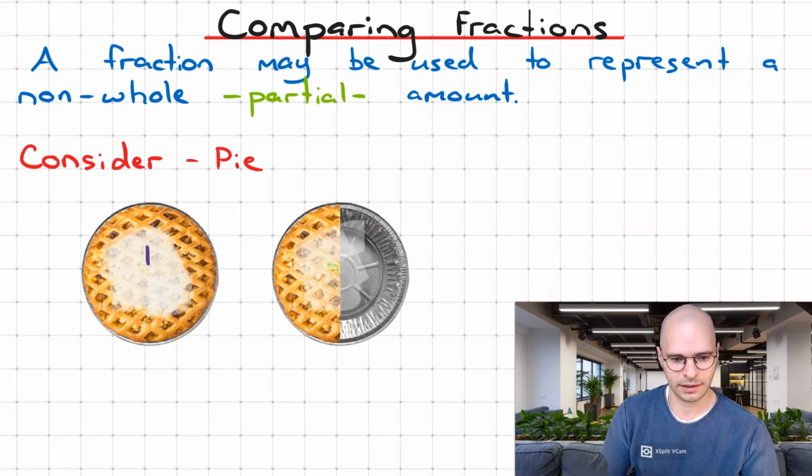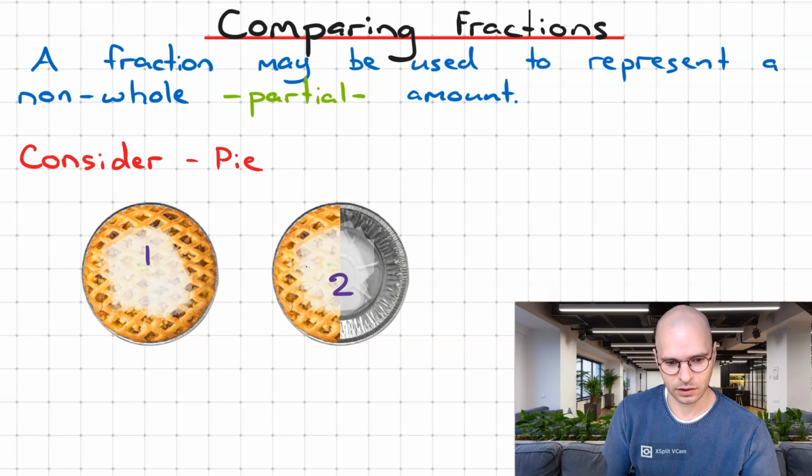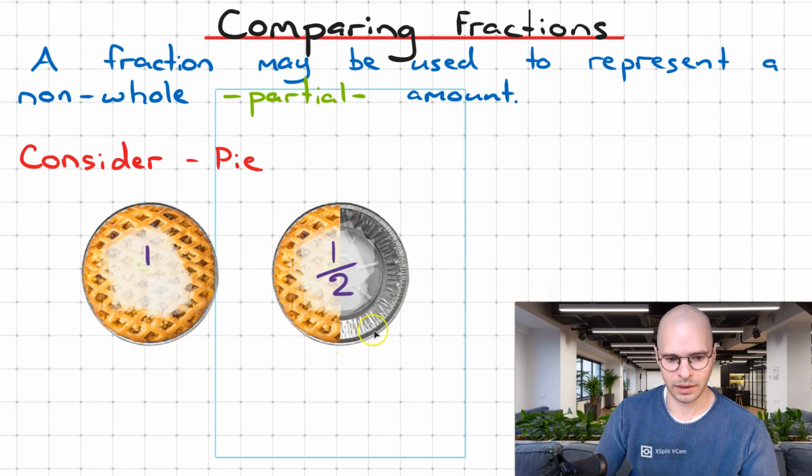Well, we first need to think, how many slices was this pie chopped up into? And you can see that there's one slice, two slices. So the number of slices here is 2. Now, second question is, how much pie remains? Well, only one slice of this pie remains. So the amount of pie remaining could be represented using the fraction 1 over 2: 1 representing the remaining slices, 2 representing how many slices the pie was chopped up into.